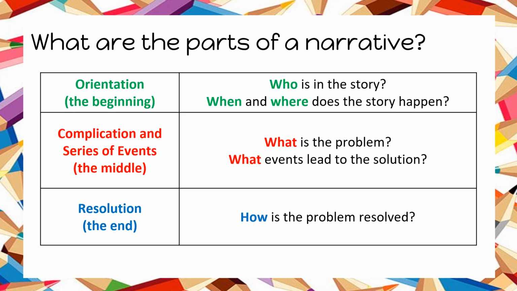So do you remember how he said there were three main parts of the story? We have the orientation, and that's at the beginning. And that tells the reader who's in the story, when and where the story happens. Then you've got the middle part. That's where our complication and our series of events are. That tells the reader what the problem is and what events are leading up to the solution to solve that problem. And finally, you have the resolution at the end, and that is how you're telling the reader how the problem is resolved.